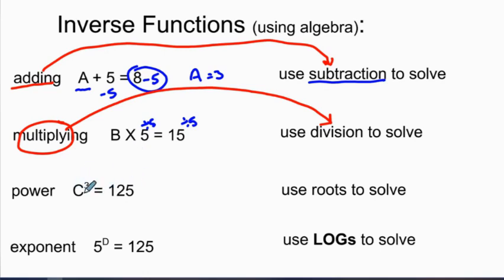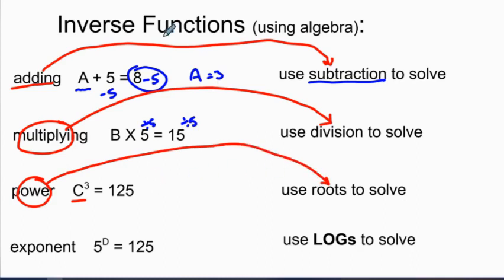Well, here I have a power. I do have an exponent, but I know the exponent. It's the base that's unknown, okay? And we know that c cubed is 125. So what do we do? Well, we use the opposite of powers. We use roots. So what we do here is we would take the cube root of this, and we would take the cube root of that, and we would find that c is 5.